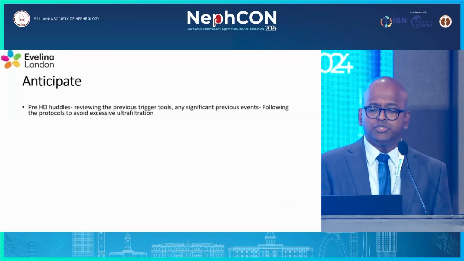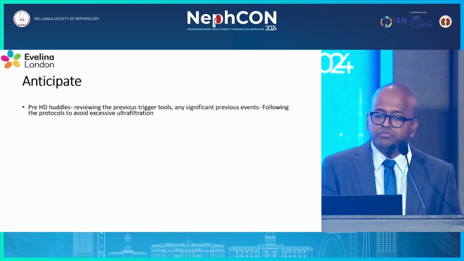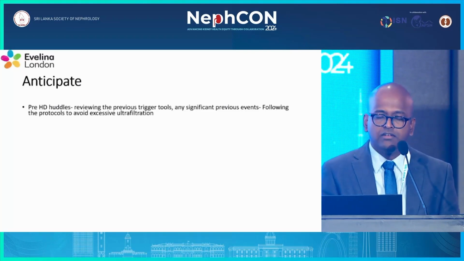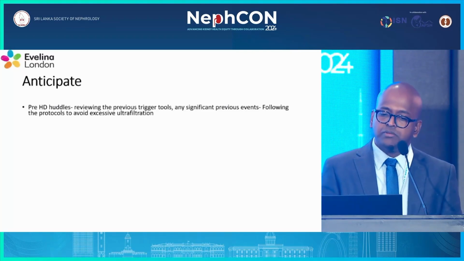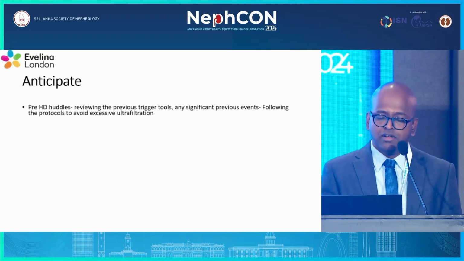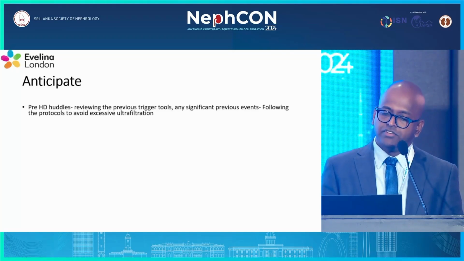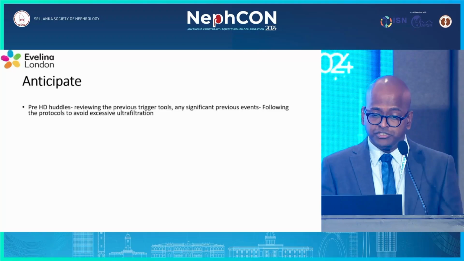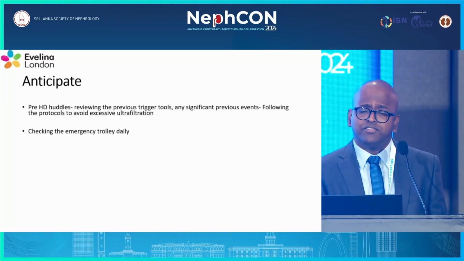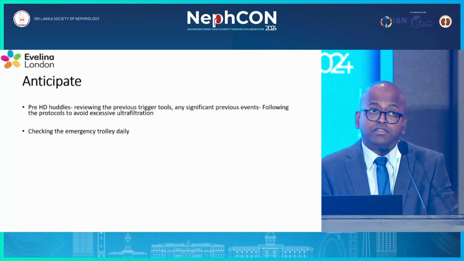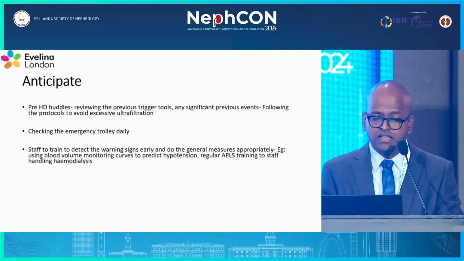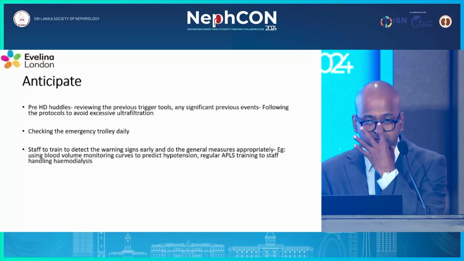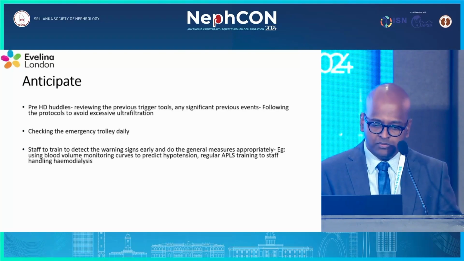How can we ensure we are well prepared? We always do pre-hemodialysis huddles with all the nursing colleagues involved and one of the doctors in charge. So we review the previous trigger tools, which we have in our local policies, and any significant previous events, follow the protocols to avoid excess ultrafiltration, check the emergency trolleys at frequent intervals to make sure we have everything in place to deal with emergencies, and train our staff to detect the warning signs early and take the measures appropriately whilst calling for help.